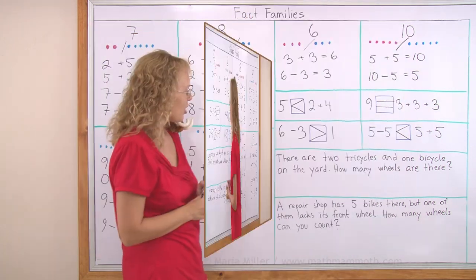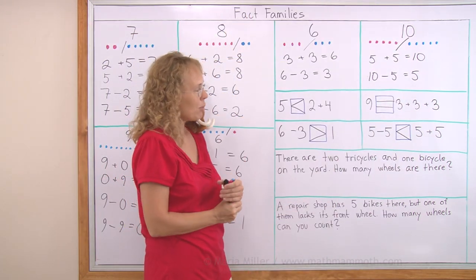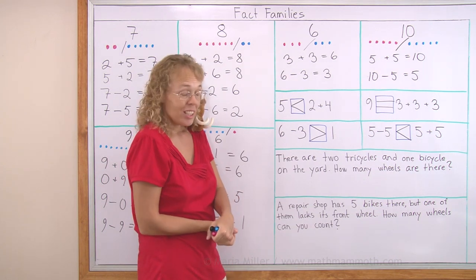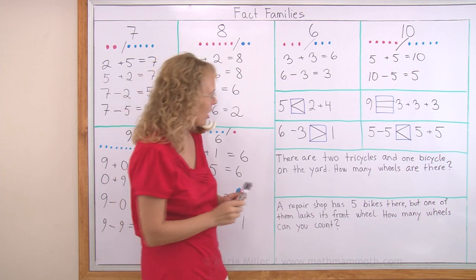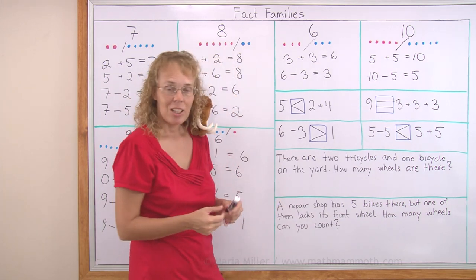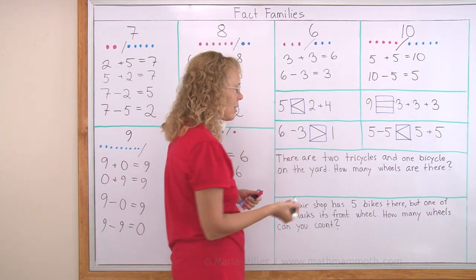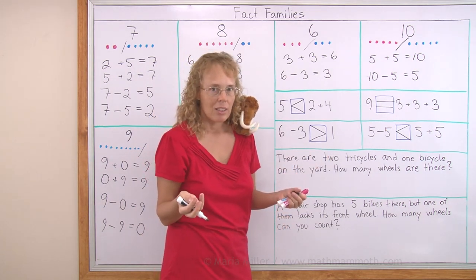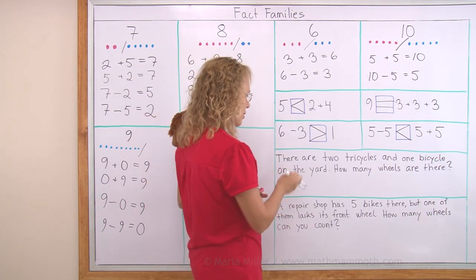That's 10. There are 2 tricycles and 1 bicycle on the yard. How many wheels are there? Now you need to know what is a tricycle. You've probably been riding one, right, as a child? A tricycle has how many wheels? 3 wheels. And then 1 bicycle has how many wheels? 2 wheels. Let's just draw all these wheels so we get the answer.